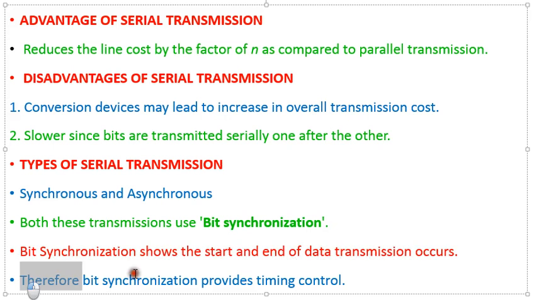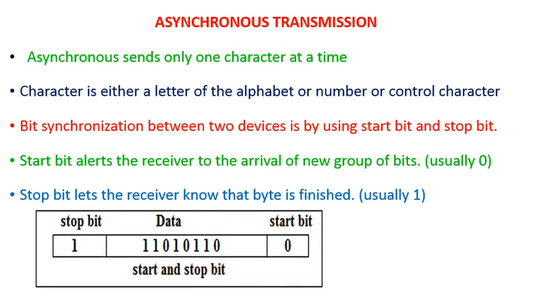Therefore, the function of this bit synchronization is to provide a timing control, that is to determine the time when the transmission starts and the time when the transmission has come to an end. Now let us start looking at them one after the other. We start by looking at the asynchronous transmission type.